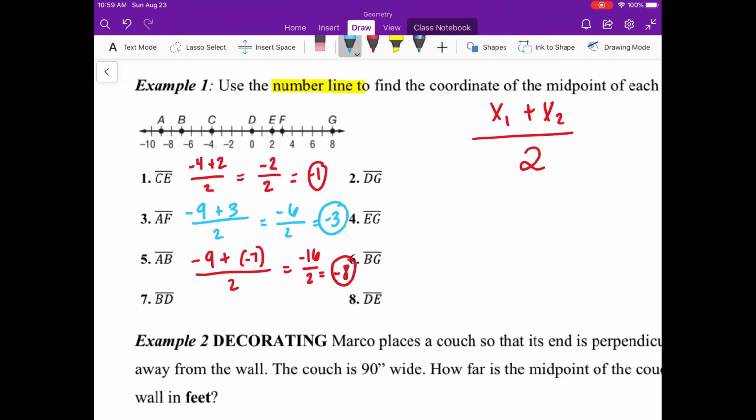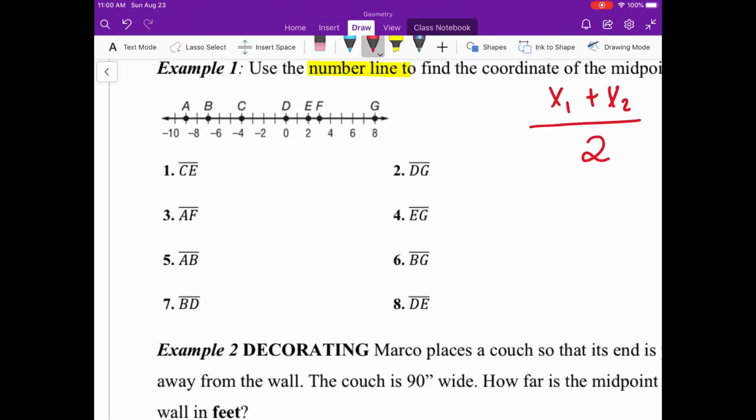Right, number 7, so I'm looking at B and D. So B is at -7, D is at 0, divide by 2. I have -7 divided by 2, so my final answer is -3.5. So I want you to pause the video and I want you to try 2, 4, 6, and 8.